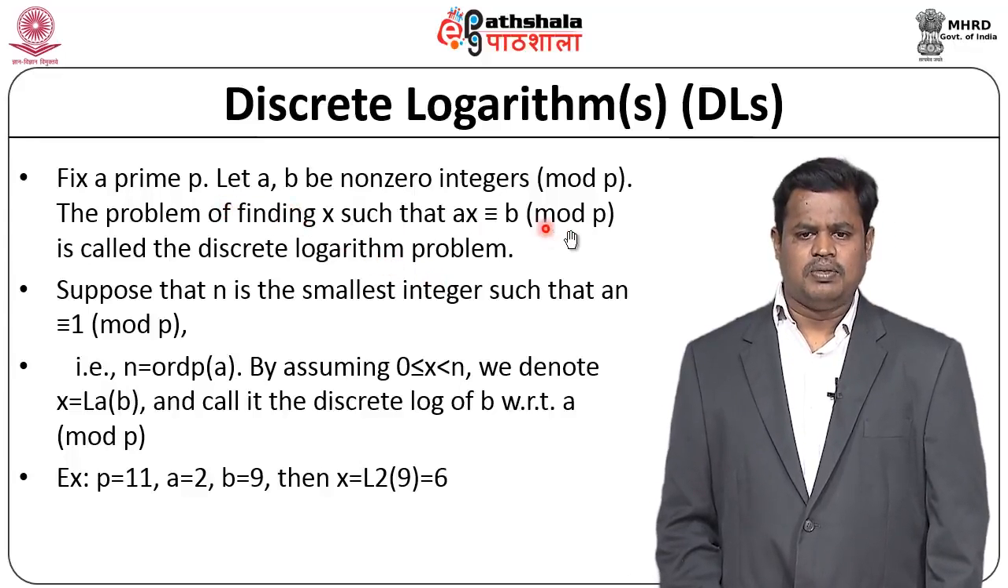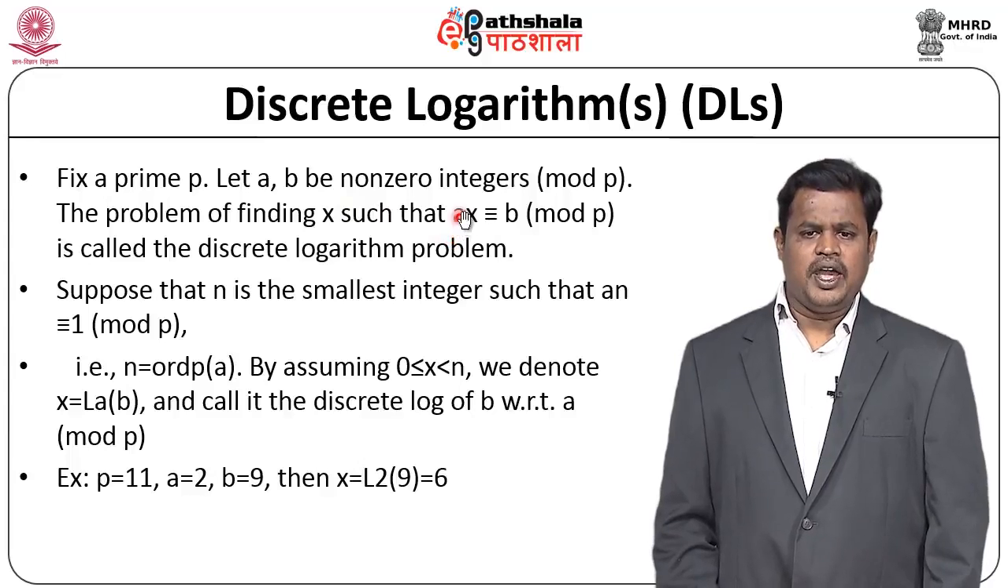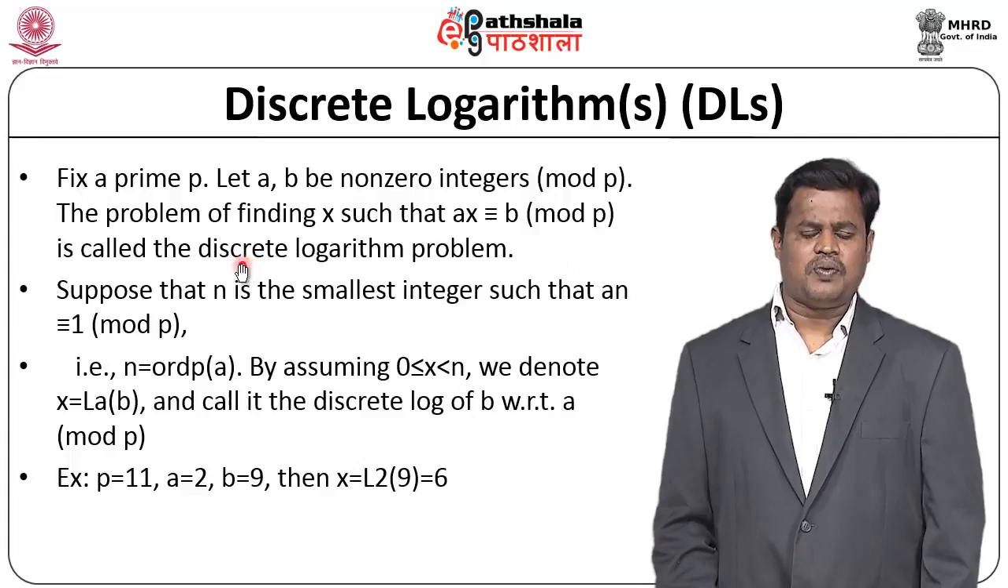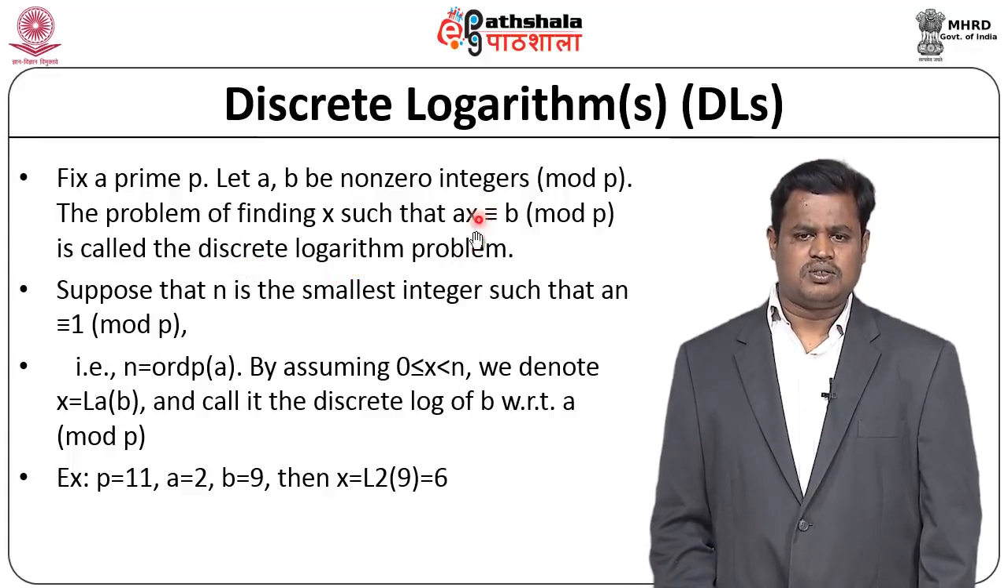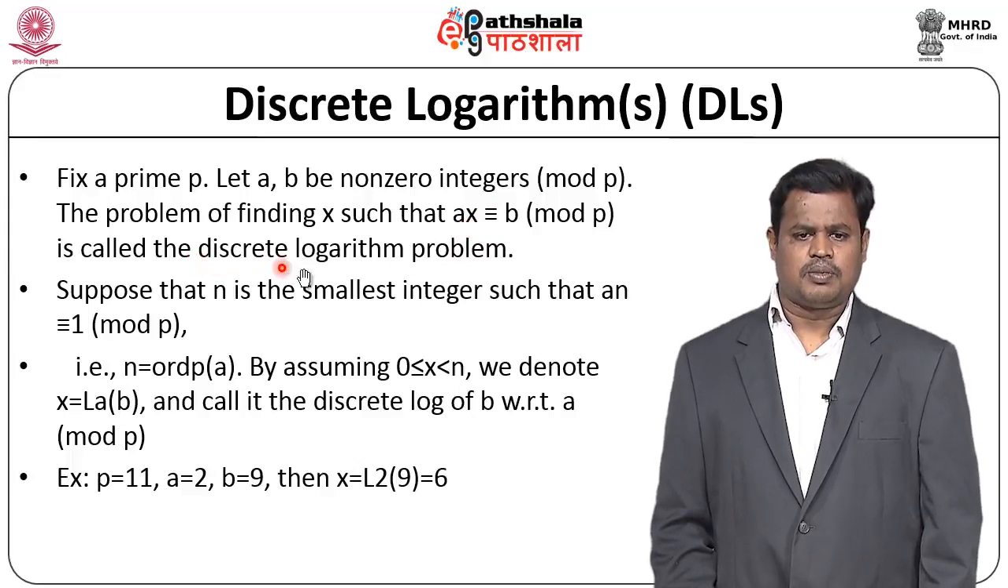if I say a prime number p, and a and b are non-negative integers mod p, I am raising a to an x, which is unknown information to the attacker. If you know a and b mod p, it should be very difficult for him to get back the value of x, maybe it is your private key, then this comes under the discrete log problem.